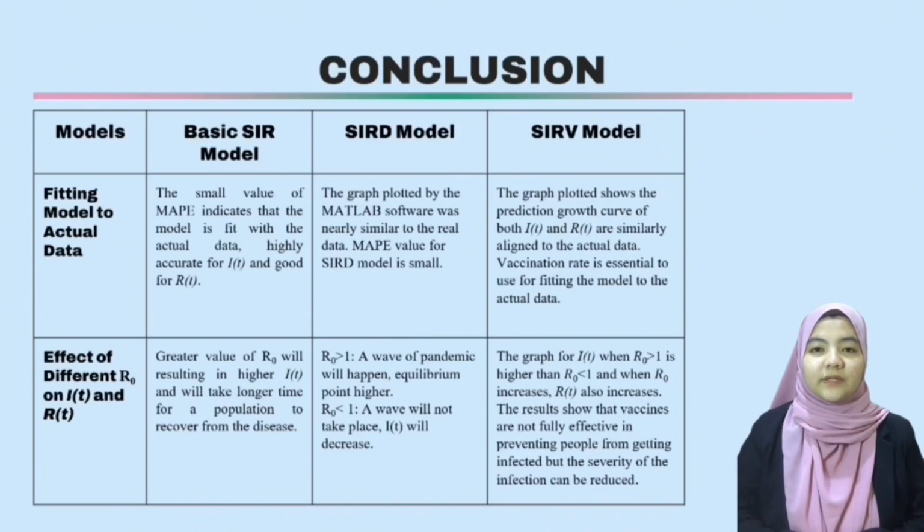The prediction growth curve for the SIRV model is similarly aligned to the actual data. The result also shows that a greater value of R-naught will result in higher infected population. A wave of pandemic may happen as the equilibrium points are higher and a longer time is needed for a population to recover from the disease. The result shows that the vaccines are not fully effective in preventing people from getting infected.